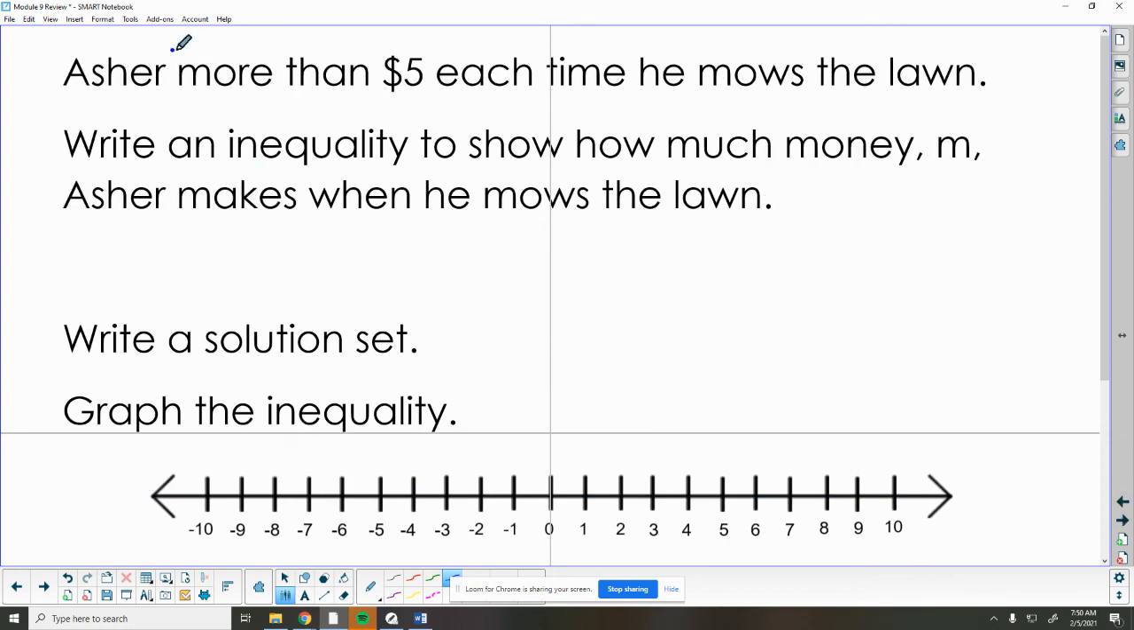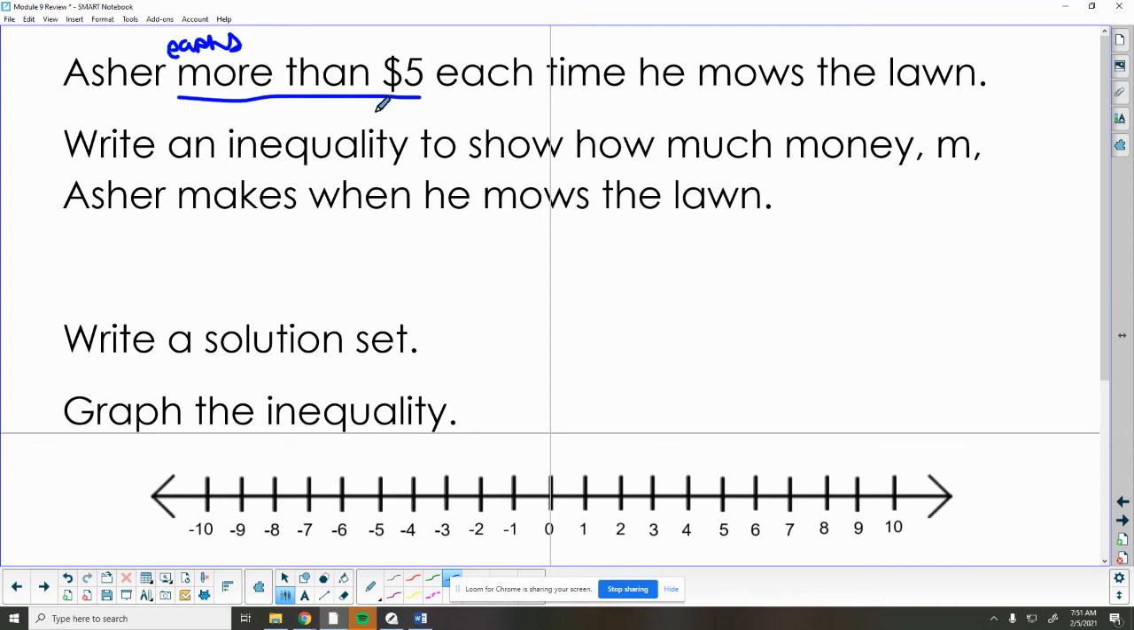Asher, whoops, forgot a word in here, earns more than $5 each time he mows the lawn. He earns more than 5. So could he earn $7? Yes, that's more than 5. What about $3? No, that's less than 5. Could he earn $6? Yes. What about $5.50? Yes, that's more than 5.